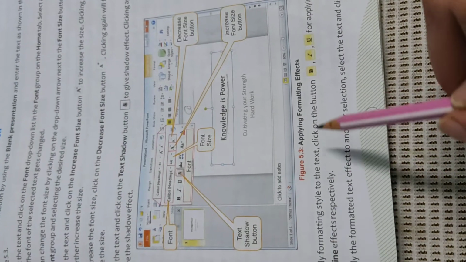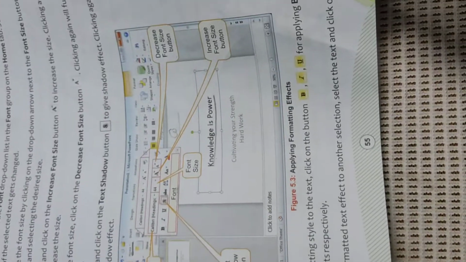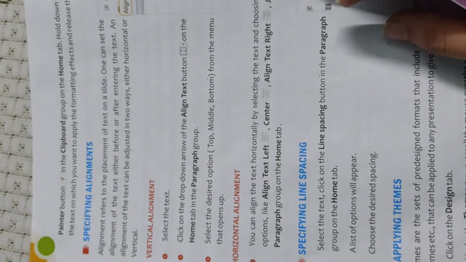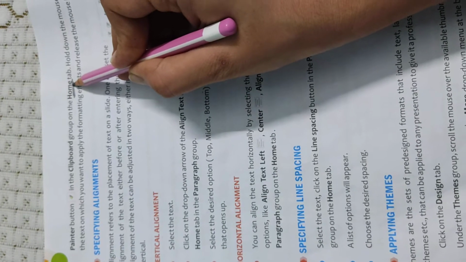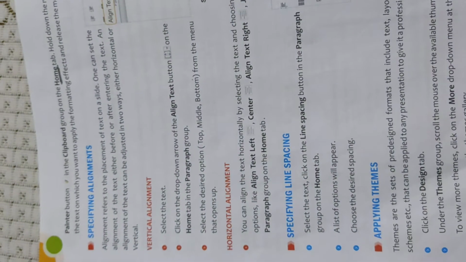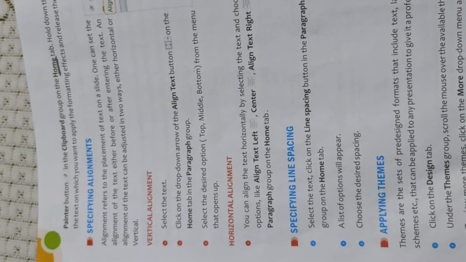To apply formatting style to this text, click on BIU for applying bold, italic and underline effects respectively. To apply the formatted text to another section, select the text and click on the Format Painter button in the clipboard group on the home tab. Hold down the mouse, drag over the text on which you want to apply the formatting effects and release the mouse button. You all know this from the home tab, you did Format Painter last time. Format Painter means once you have done the setting and you want the same setting again, you can do it from the Format Painter.